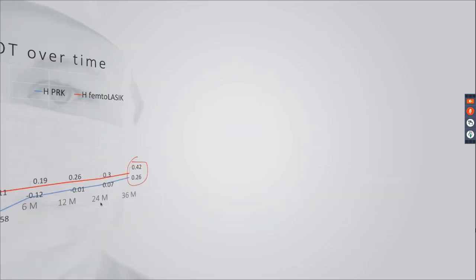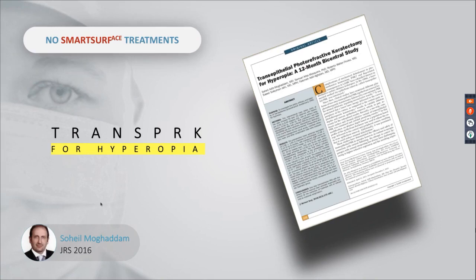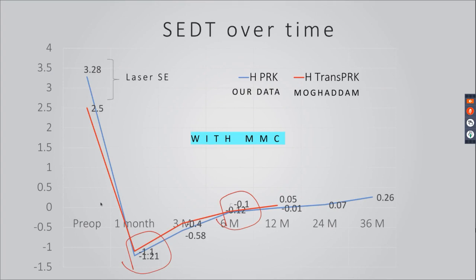And if you look at a similar study done with Trans-PRK, but again before the smart surface technology, by Sohail Moghadam, and it was a bi-center study in Iran and in Germany. We see that this is their curve, and that's ours, and it's almost hugging each other. So ours done with hyperopic PRK was comparable to the one done with Trans-PRK for hyperopia, and that's good. It shows that Trans-PRK hits the mark with the same nomograms, basically 0 nomograms without adjusting for biomechanics. Again, same results almost up to a year.